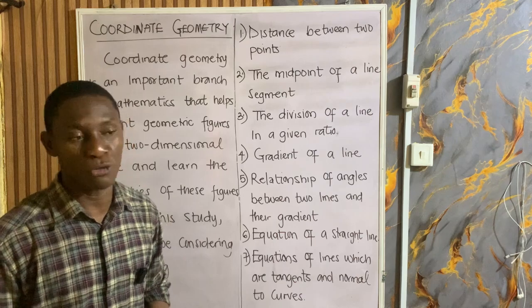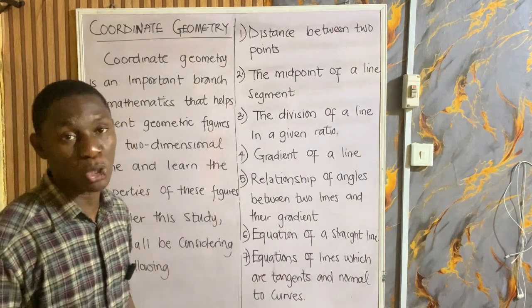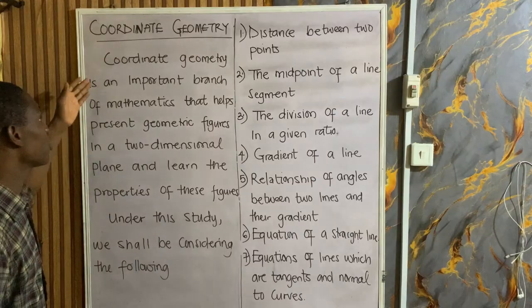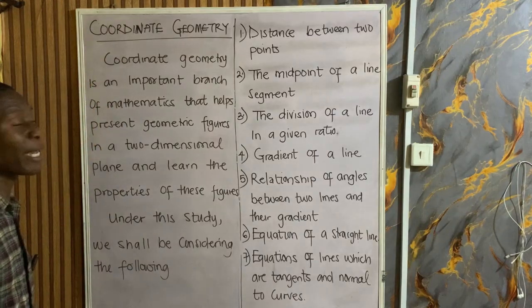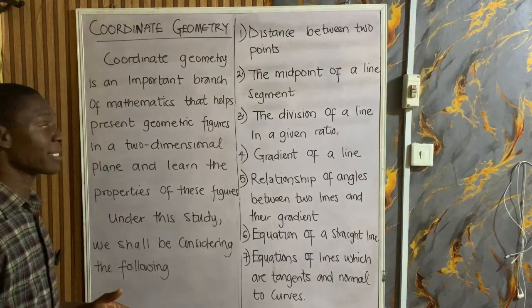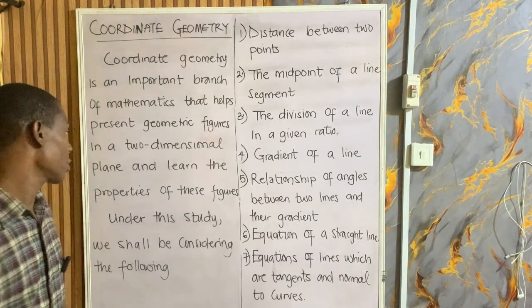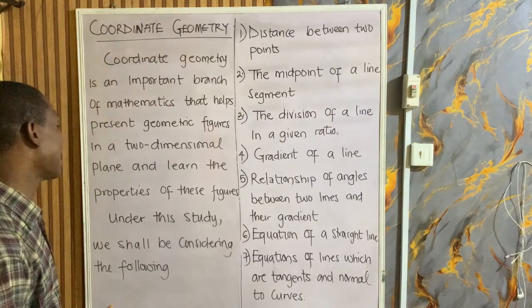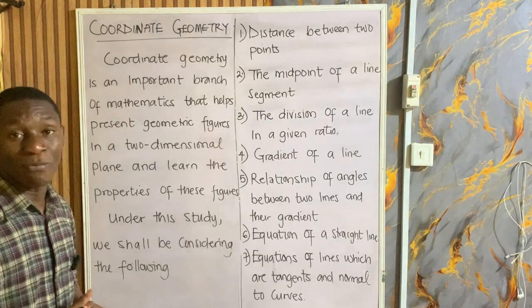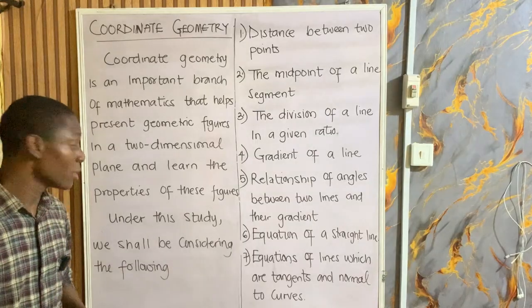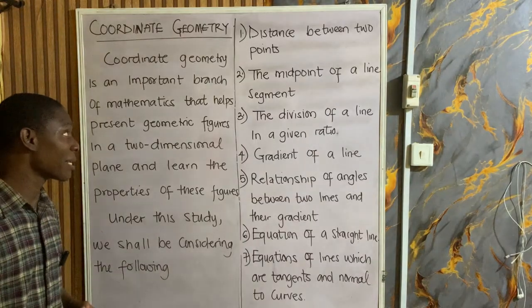First and foremost, let's talk about what coordinate geometry is all about. Coordinate geometry is an important branch of mathematics that helps to present geometric figures in a two-dimensional plane, and then we're able to learn the properties of these figures. Under this study, we want to consider the following.